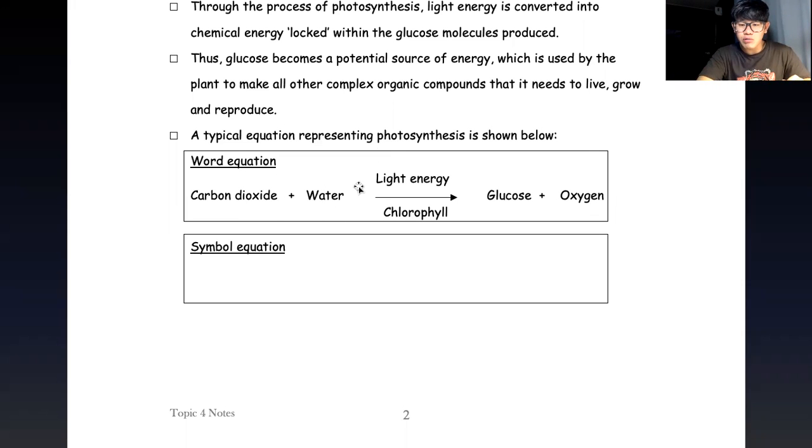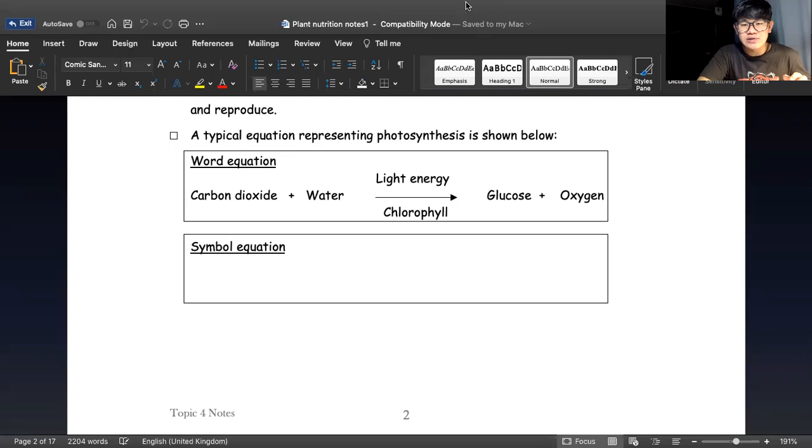We are going to ignore water, simply because it's very hard to investigate using the apparatus that we have in the lab. It would take very high-tech apparatus to investigate water. But we do know that they need water. So far, what we can do is investigate carbon dioxide, light, and chlorophyll using the apparatus that we have in the lab. So how do they actually do it? Let's look at this. This is how it's done.